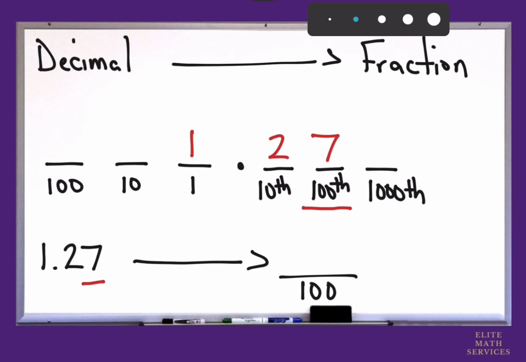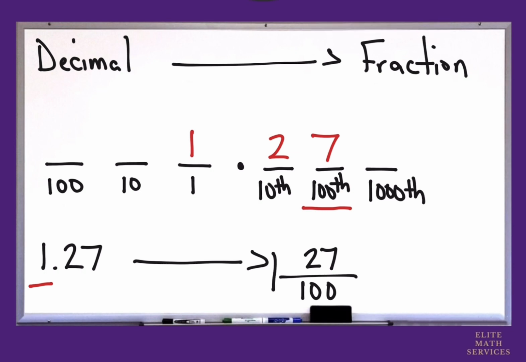Now, what we do with our whole number is we're going to put it to the left of the fraction, which makes this a mixed number. So 1.27 is equal to 1 and 27 over 100 in fraction form.